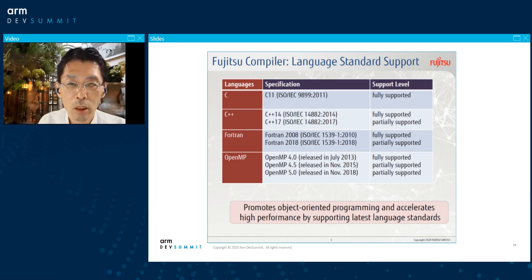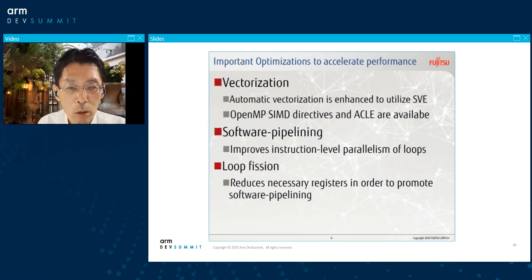So now I'm talking about Fujitsu compiler language standard support. C11, C++14, Fortran 2008, and OpenMP 4.0 are fully supported. And additionally, C++17, Fortran 2018, OpenMP 4.5, and OpenMP 5.0 are partially supported. So let's talk about optimization of the compiler.